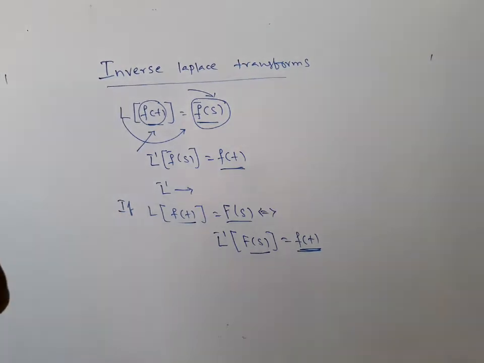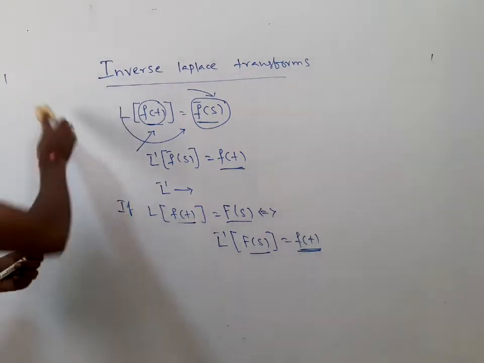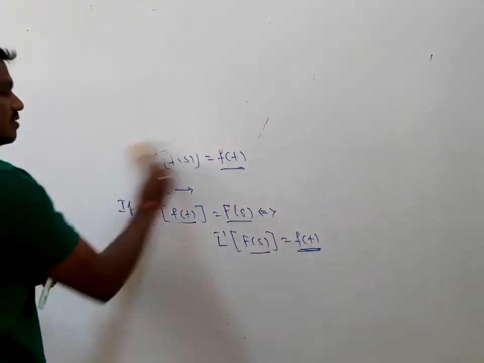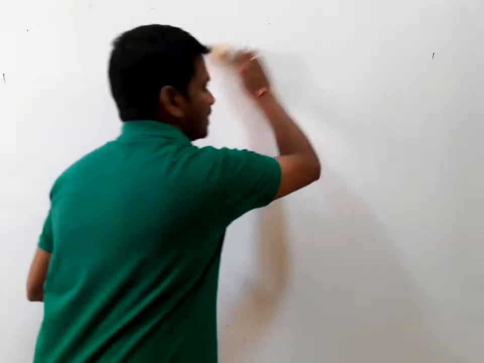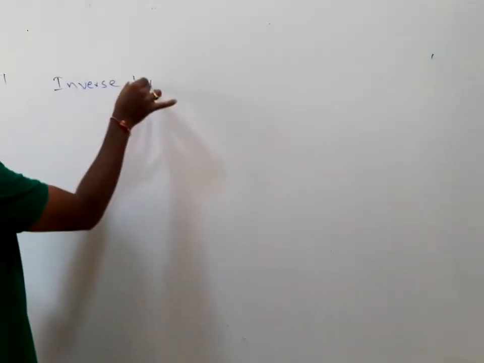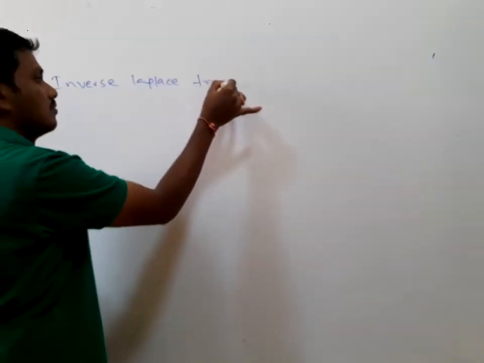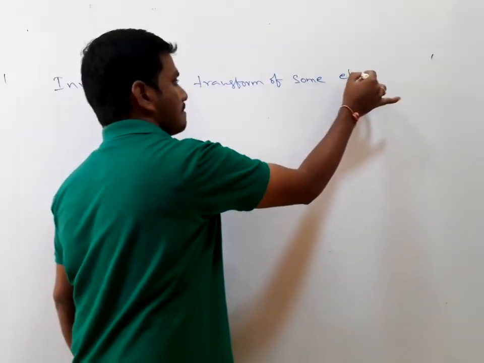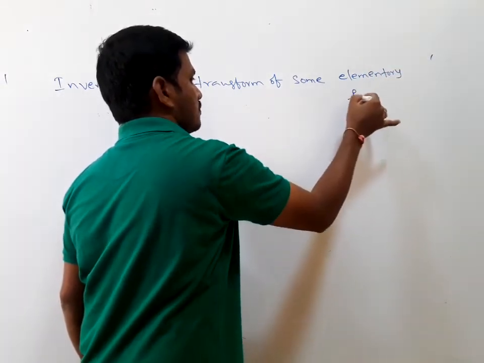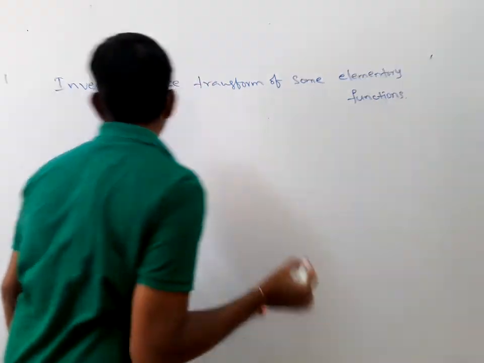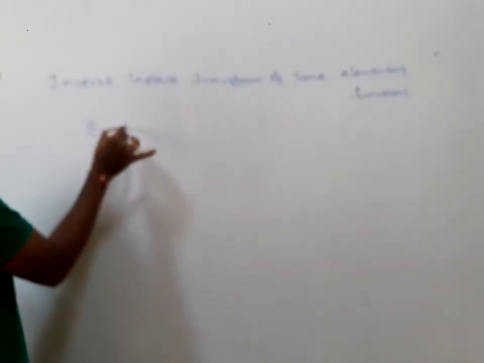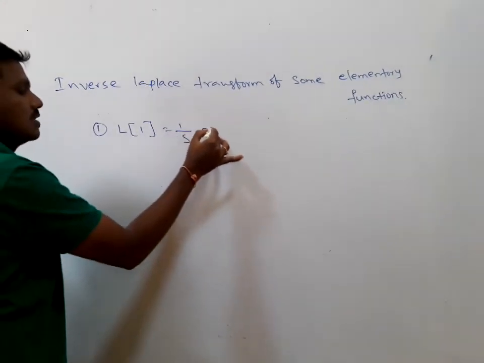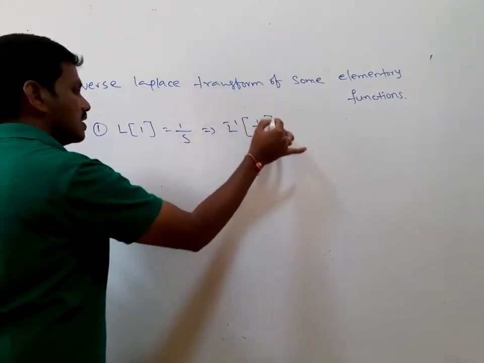Next, some elementary inverse Laplace transforms of some elementary functions. So by using the Laplace transform, we are writing everything. Inverse Laplace transform of some elementary functions. First one, you know that the Laplace transform of 1 is equal to 1 by s. That implies L inverse of 1 by s is equal to 1. This is considered to be a formula.